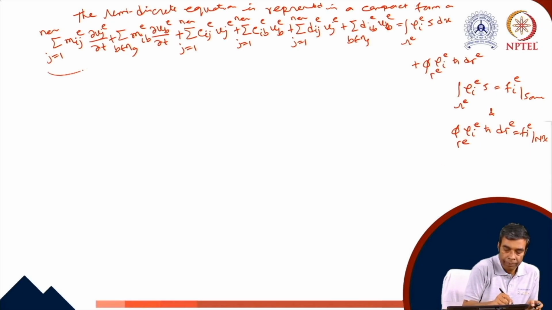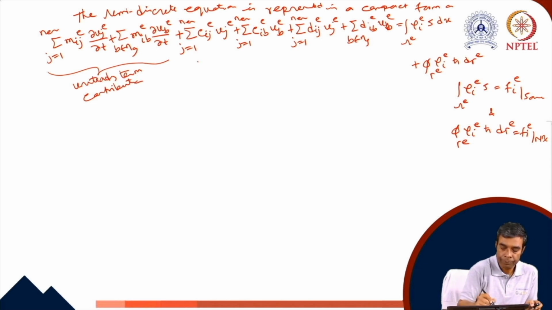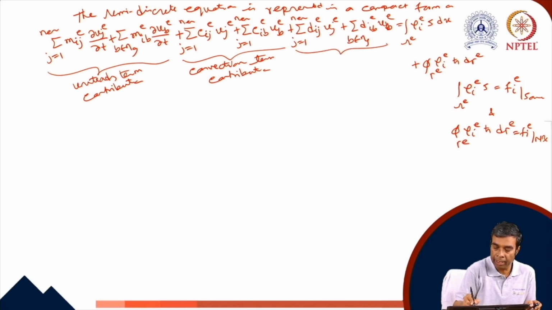Now these two portions, these are the unsteady term contribution. Next we have the convection term contribution, and in the left hand side we finally have the diffusion term contribution.